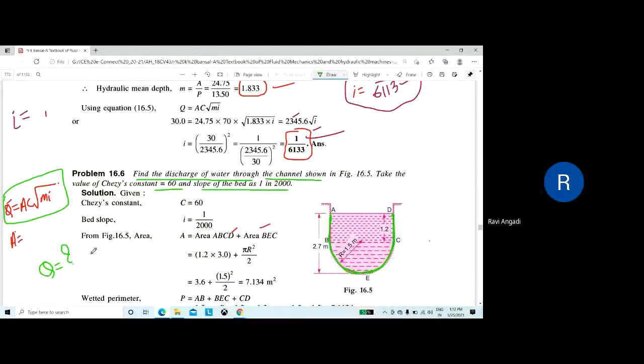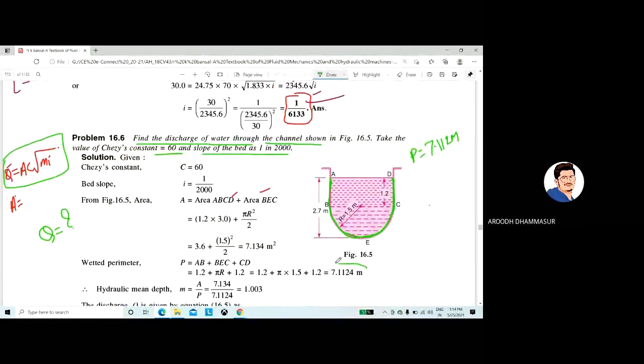Tell me the answer. Sir, 7.112. Yes, that is correct. And have you checked this area? Is it correct? Sir, the area is correct, but is the formula pi r square or pi d square? It is pi r square by 2, not d square. Pi r square by 2 is correct. You have to take the semicircle area.